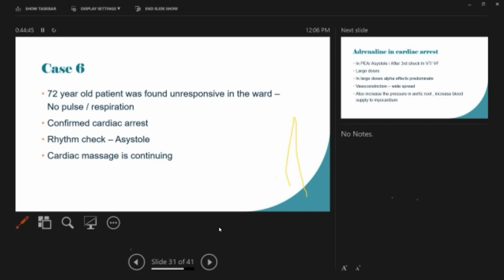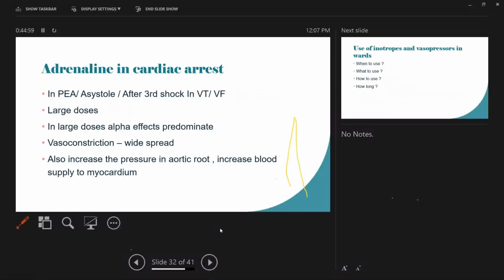And the last case, so this is a 72-year-old patient who was found unresponsive in the ward, with no pulse, no respiration. You confirm this as a cardiac arrest, and then you go through the algorithms and do a rhythm check. You find the patient is in asystole, and then you continue your cardiac massage. So we give adrenaline in cardiac arrest situations in pulseless electrical activity, asystole, or after the third shock in VT and VF.